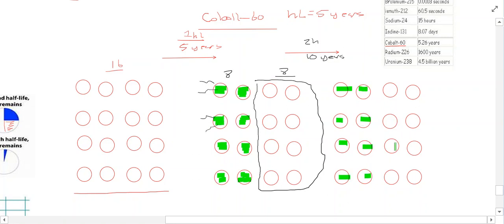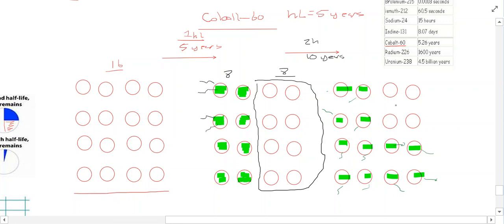But then 4 of these will have undergone decay as well. So these will all have broken down and split up. So these have all undergone nuclear decay and given off their radiation. So after 10 years, you're only left with 4 atoms of cobalt-60 that have not undergone radioactive decay. And then that will continue on.